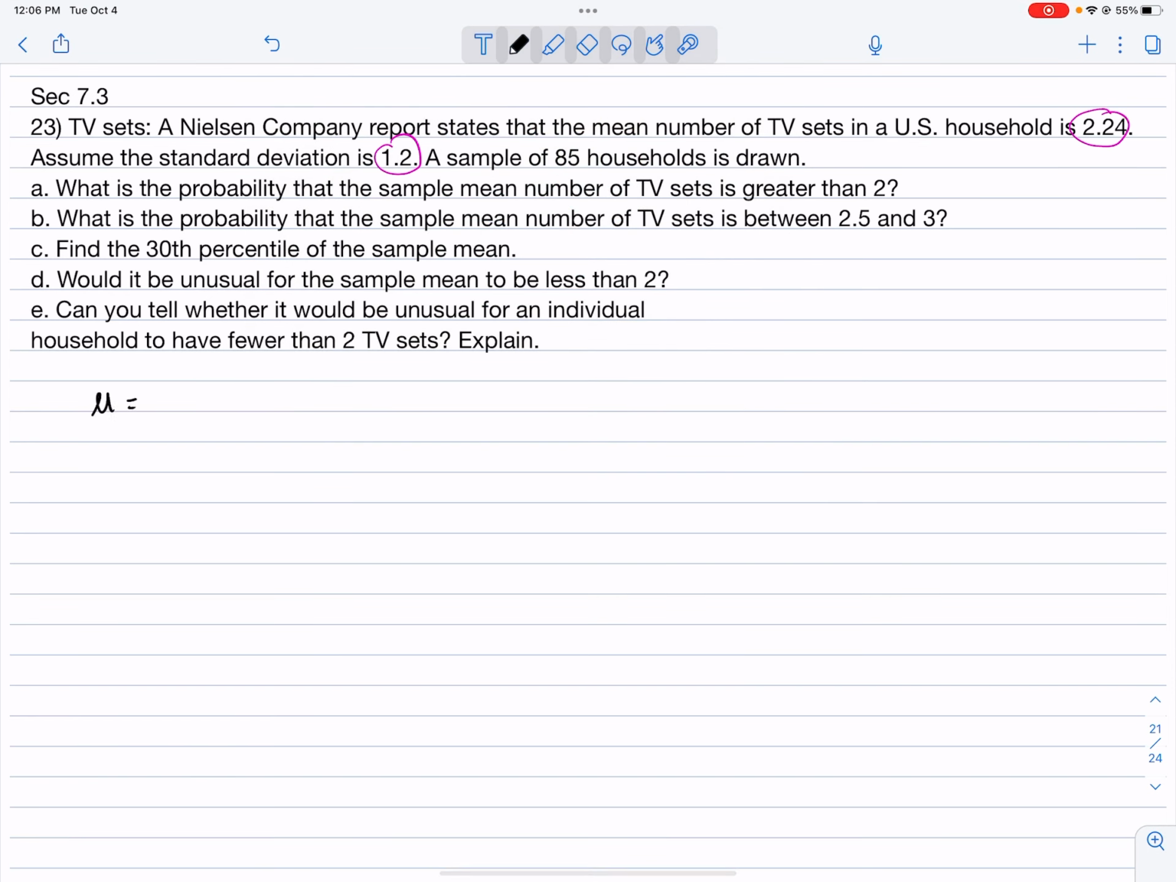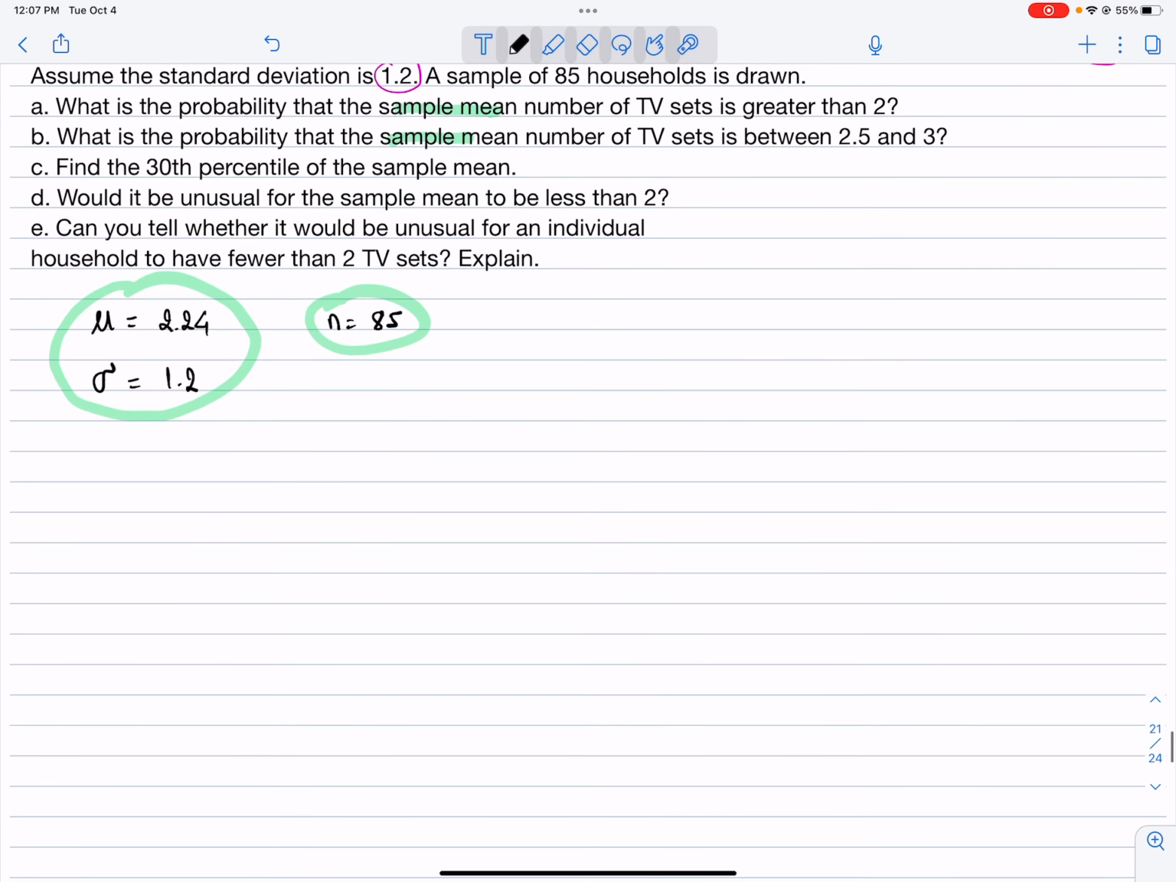The mean they are talking about is the US mean, the US household, so they're talking about the population. And we want to take a sample of 85, so n is 85, and we want to find the probability of the sample mean. So we are given the population numbers and we are taking an 85 sample size. Then the question asks us about the sample.